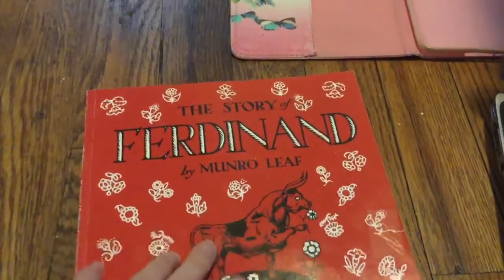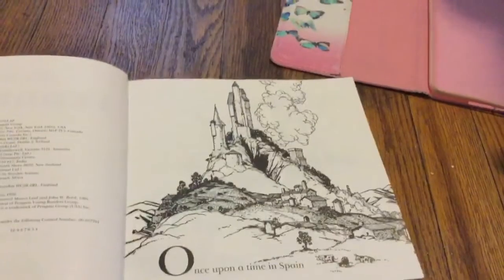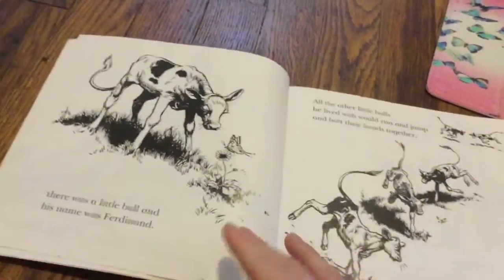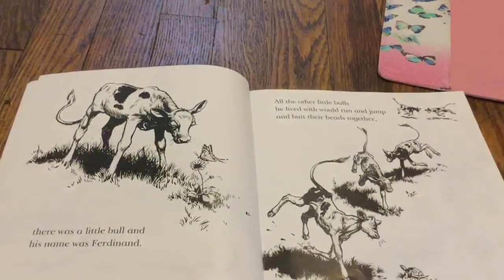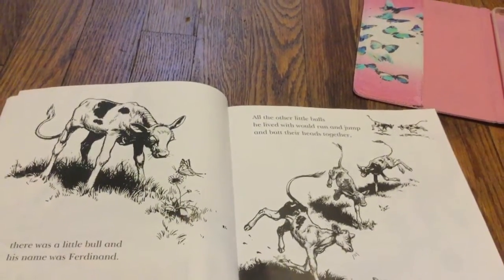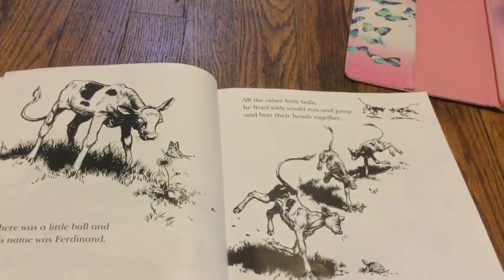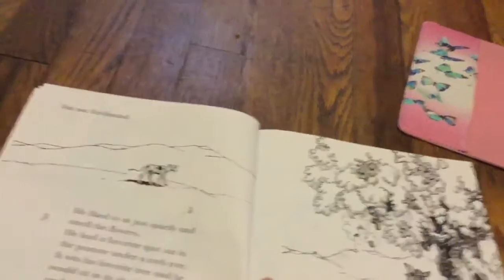So we're going to open up the book, go past the title page, and then you might have to reread some of the pages. Well, we don't really need this page. This just talks about the setting. So we could go past that page. Oh, do you remember what happened on these 2 pages? That's right. It said there was a little bull and his name was Ferdinand. All the other little bulls he lived with would run and jump and butt their heads together. That's not really on sequencing up here, so let's keep going in our book until we find our first event.